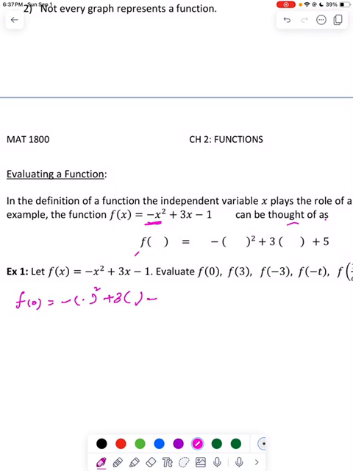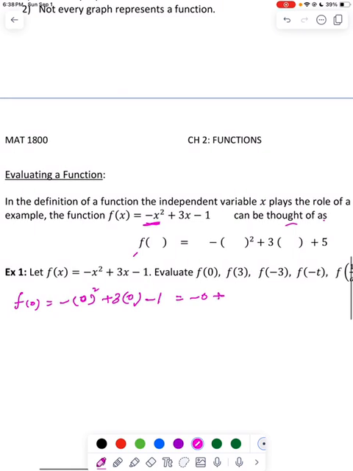And now we plug in the value. So the value in the first case is 0 and 0 over here. So what will this give you? Well, 0 square is 0. So we get negative 0, which is 0, plus 3 times 0, which is 0, minus 1. So we end up getting negative 1 as our answer.